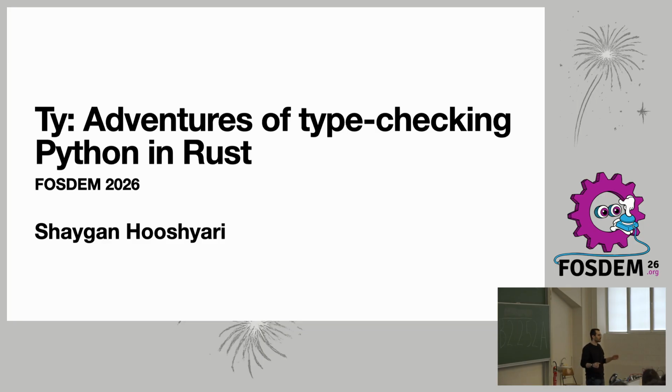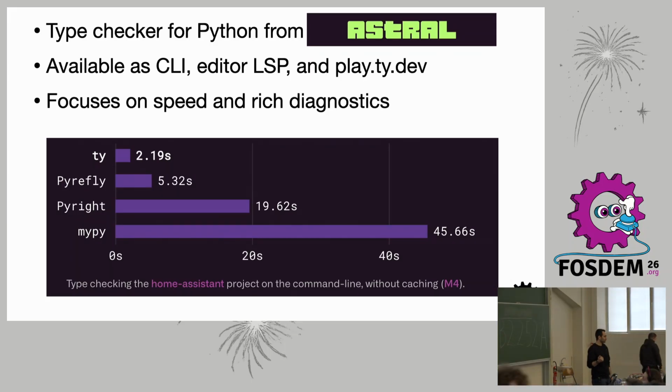Welcome. Hello, everyone. My name is Shaigan, and I want to talk about type checking Python in Rust. This is about a project called TY. It is a type checker for Python from Astral, the same people behind Ruff and UV. Both are very popular projects in the Python ecosystem. It is available as a CLI tool. It connects to your editor via language server protocol, so you can use it in VS Code and Vim.